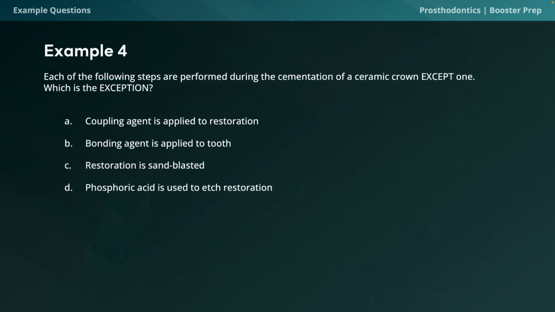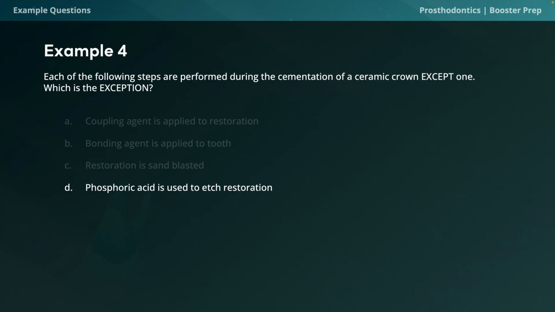Each of the following steps are performed during the cementation of a ceramic crown except one. Which is the exception? Pause the video if you need some time, but the answer is D, phosphoric acid is used to etch the restoration. Remember guys, phosphoric acid is a weak acid. We like to use it on teeth. It's not nearly as strong as it should be to etch glass ceramics. Therefore, it's the correct answer here.